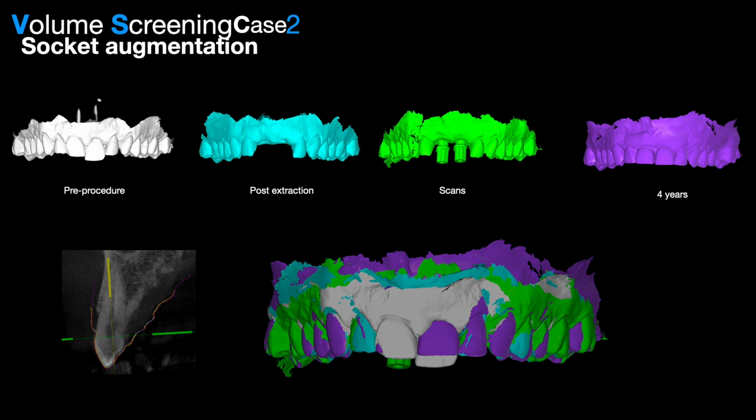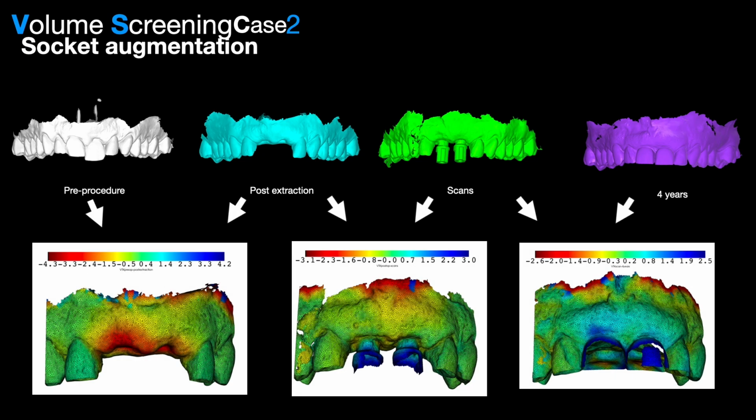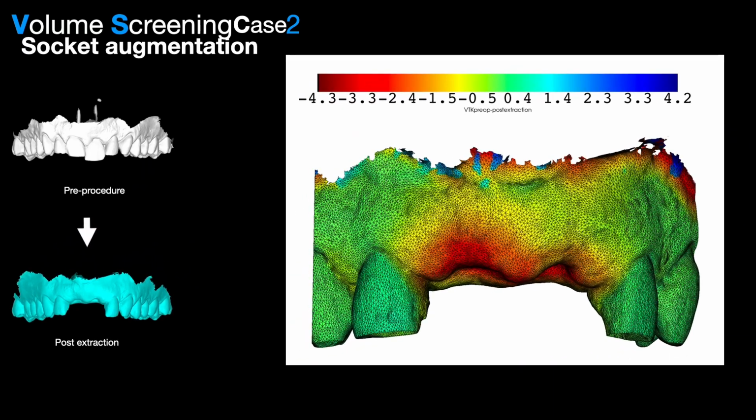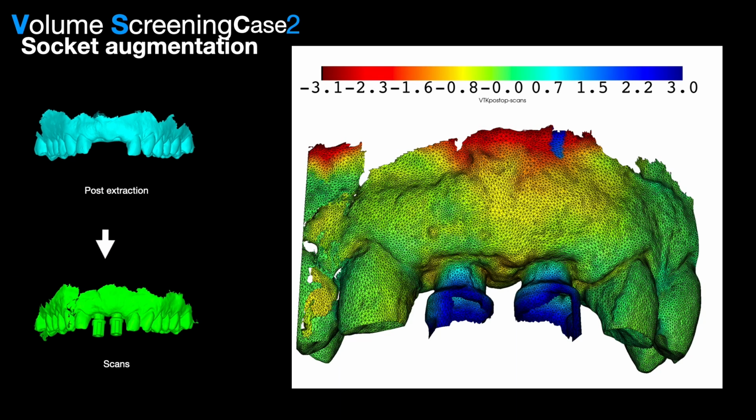We line those scans together. We make heat maps, and what we can see, the initial following the extraction, we have resorption in the coronal part with maintenance of the volume. So you can see the volume is maintained. Of course, there was inflammation, so there was a bit of resorption. Then what we see is the stabilization of the tissue.